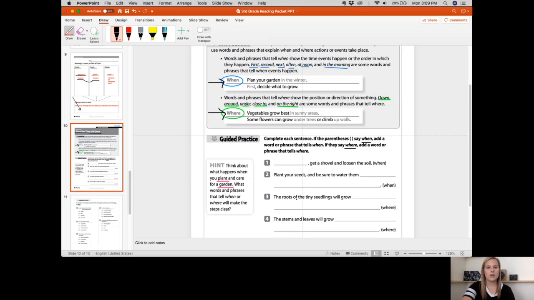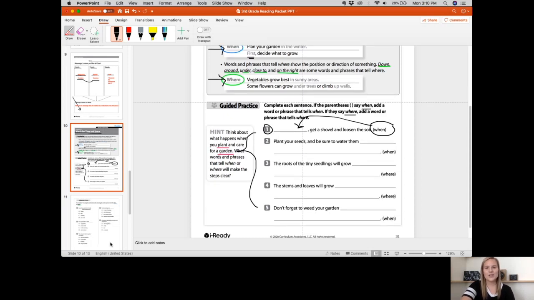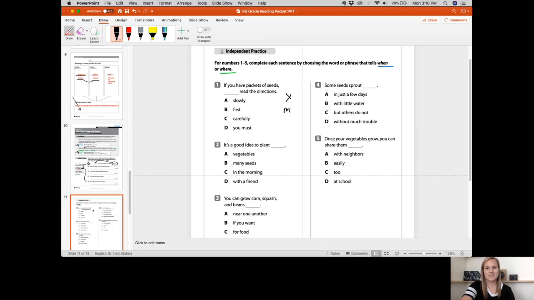And these words are going to fill in the blank. So these sentences are all about plants and gardens. So if it has when at the end, you're going to plug in a when word. So blank, get a shovel and loosen the soil. What do you do? When do you get a shovel and loosen the soil? If it's number 1, that's your clue of what word you might use. And so on. Then you're going to do multiple choice questions with when and where. Don't forget your X and maybe strategies.